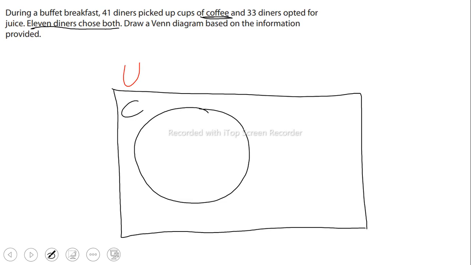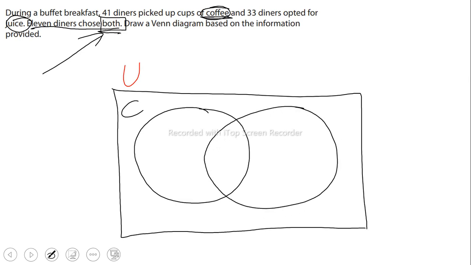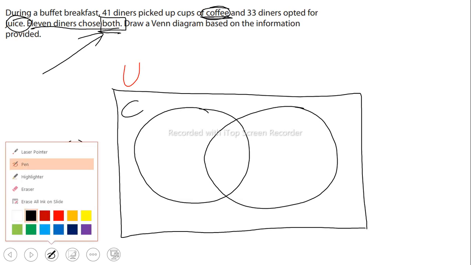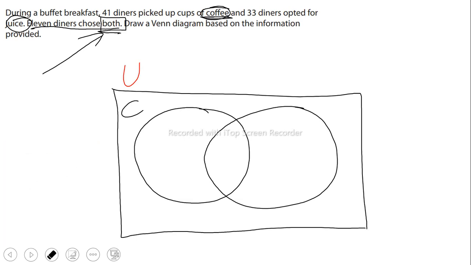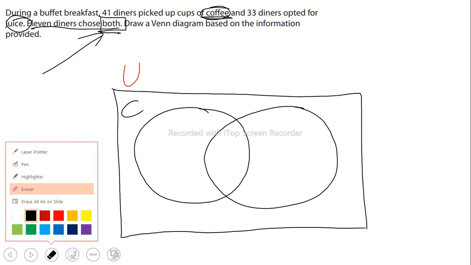Diners. So we had some for coffee and then some for juice. Because they tell us that we have 11 in both, that means there's going to be an intersection. If they didn't tell us anything in both, then we would have to draw disjoint sets, meaning sets that do not touch. But because we know there are some in both, we have to draw an intersection. So 33 diners opted for juice, so we're going to label that J.